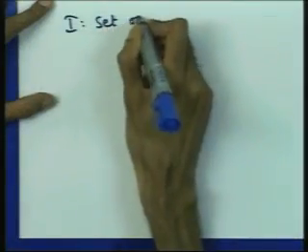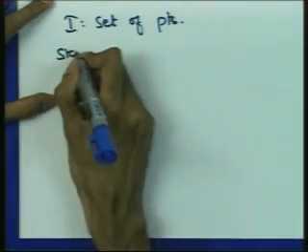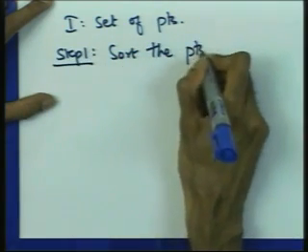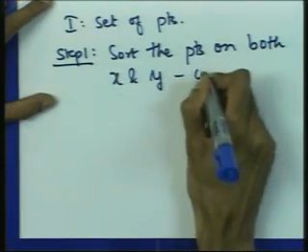I've told you all the pieces. We just have to put them together and then analyze the algorithm and see how much time it takes. So the input is a set of points. Step 1, sort them on both x and y coordinates.